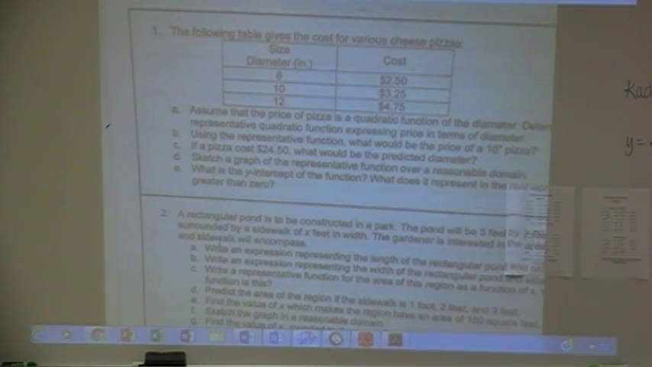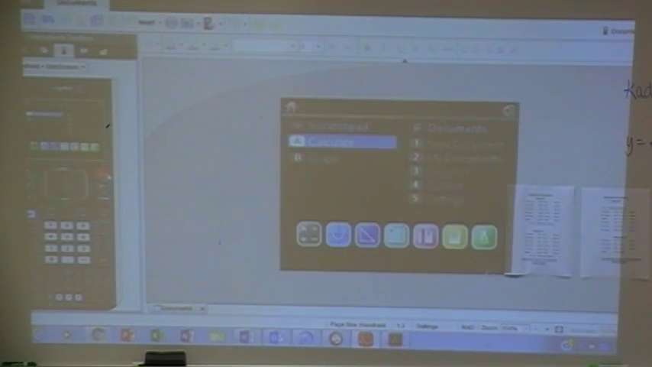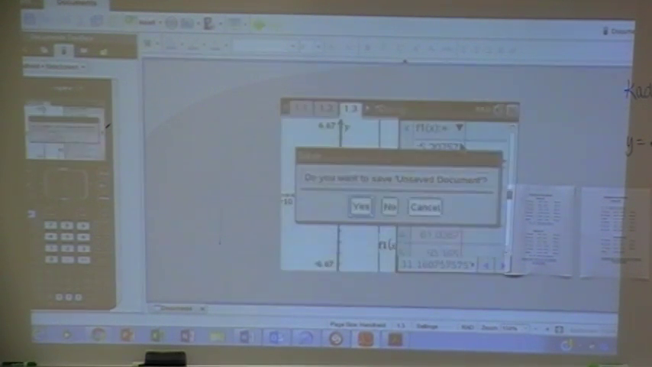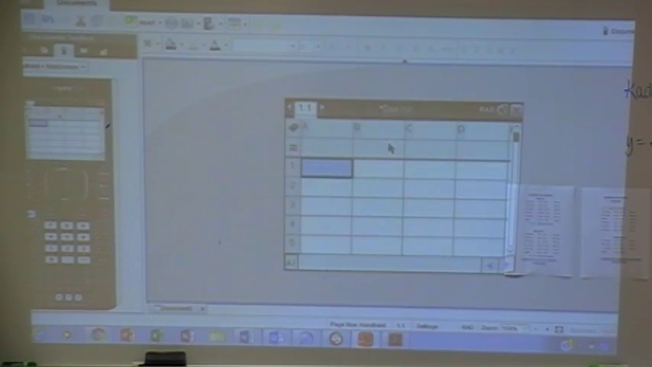So we want a new page. The easiest way to get to a new page, not a new page inside this document, but a whole new document, is to hit your home key, go back to your home screen, and then just hit 1 again. It's going to ask me if I want to save all that stuff. You just say no. So we're starting all over again with a list in a spreadsheet.